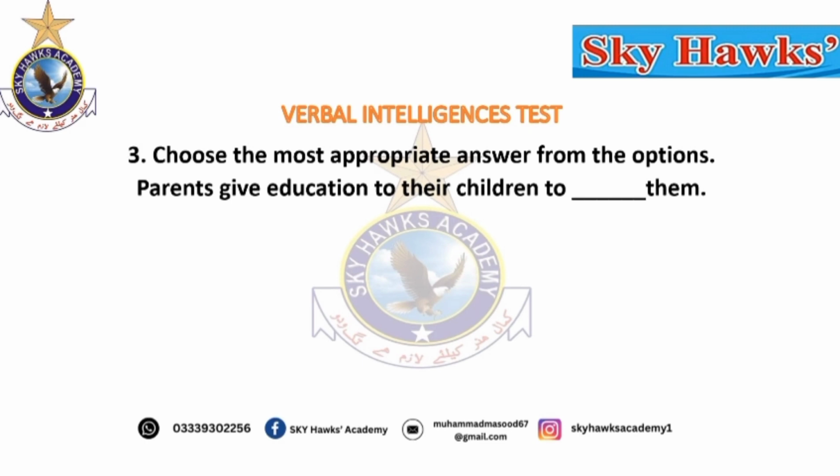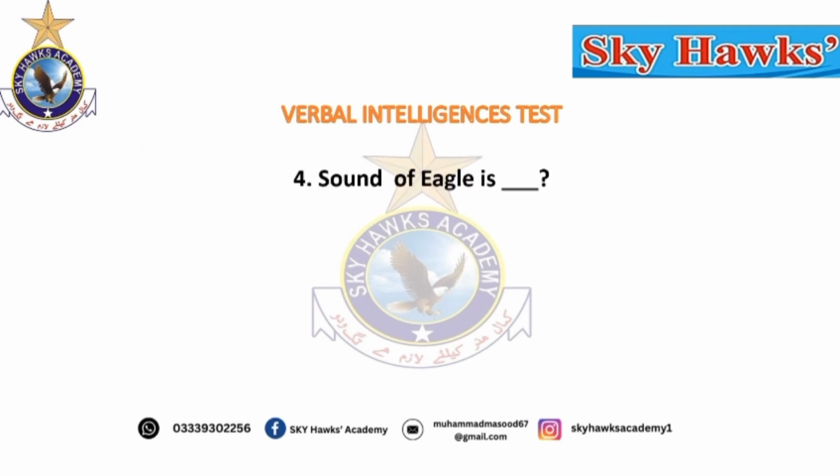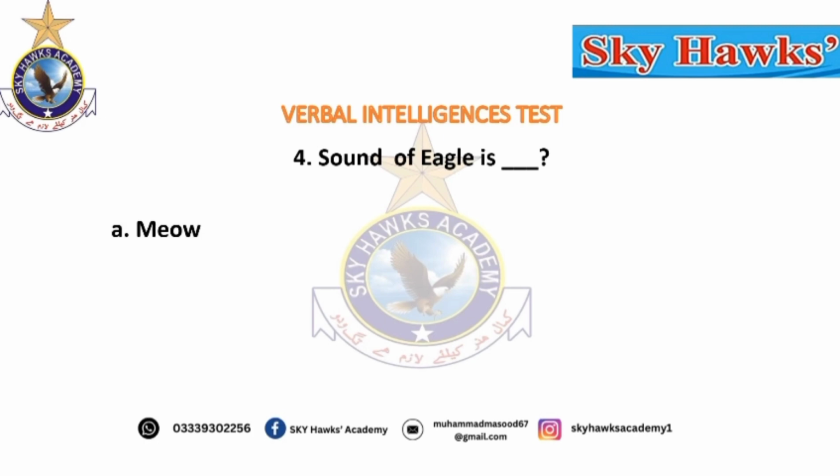Next question is, choose the most appropriate answer from the options. Parents give education to their children to dash them. Now, to groom them, teach them, ruin them, punish them. Absolutely, parents give education to their children in order to groom them. So the word groom in this context means to educate, train, or prepare children for their future. So it involves shaping their character, teaching them life skills and guiding them towards becoming responsible and successful individuals. So the correct answer is groom. Clear?